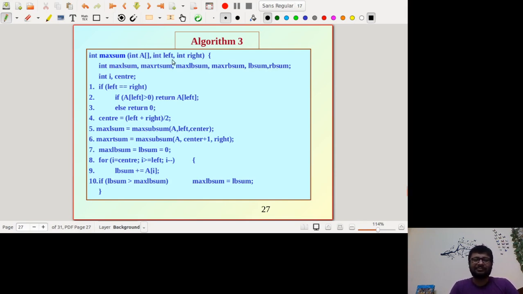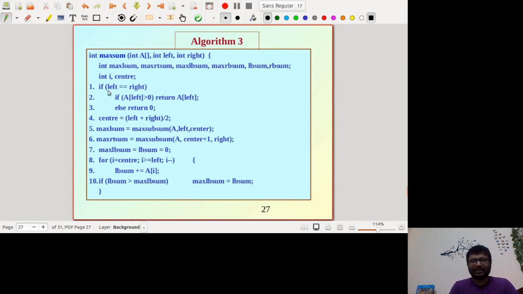So from your past experience, you will guess that it will have to be passed. It will be convenient to pass the program the left and right indices of the array. So initially we'll pass 0 and n minus 1. Inside the recursive calls, you will pass various other indices.